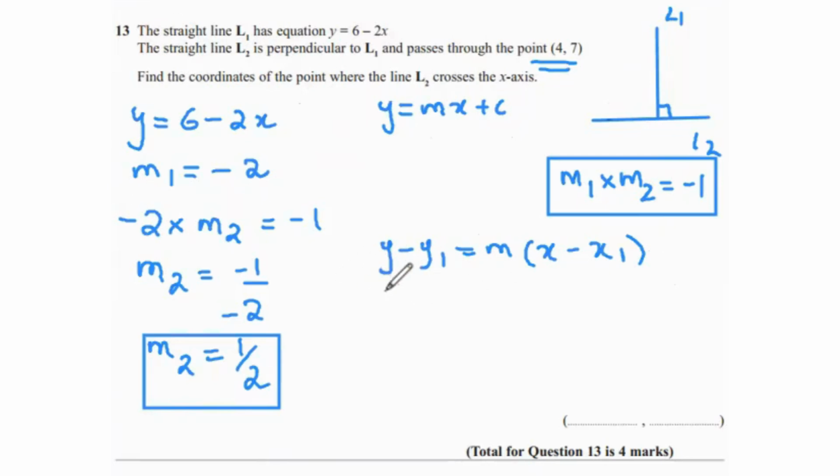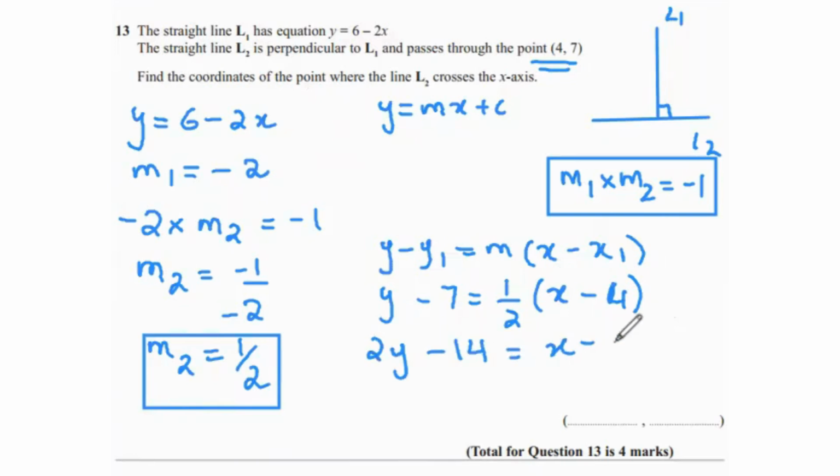So using point slope form, y minus 7 equals 1/2 times (x minus 4). Cross multiply. 2y minus 14 equals x minus 4. 2y equals x minus 4 plus 14. That's x plus 10.